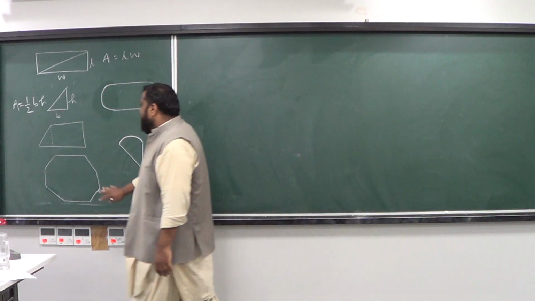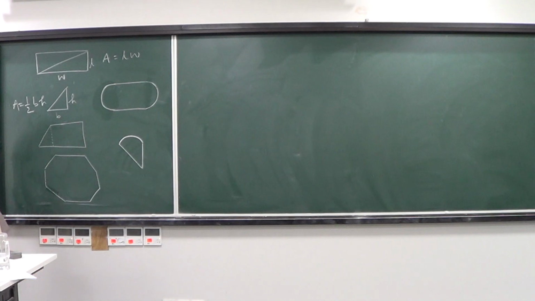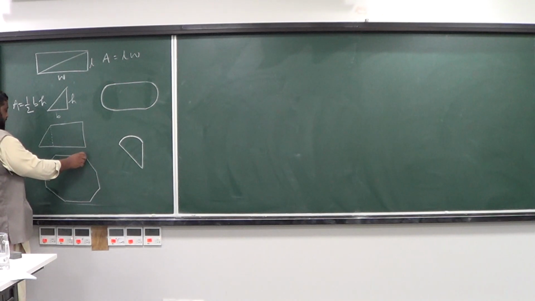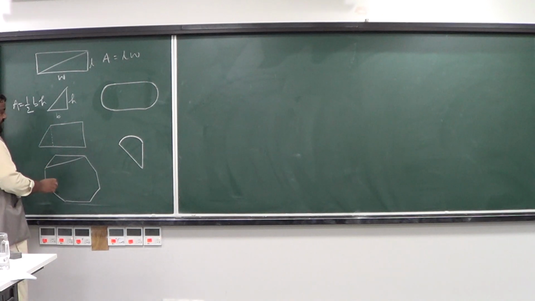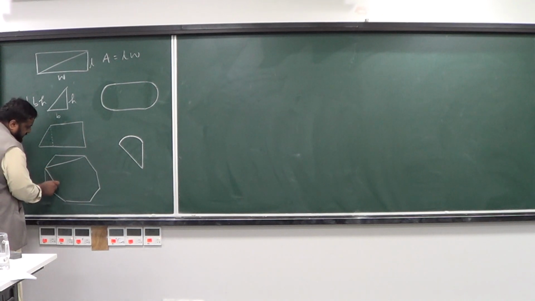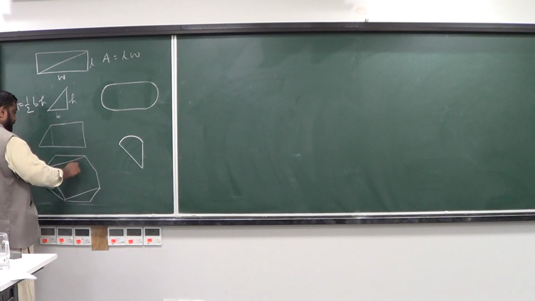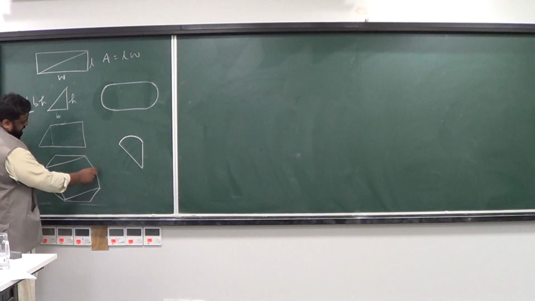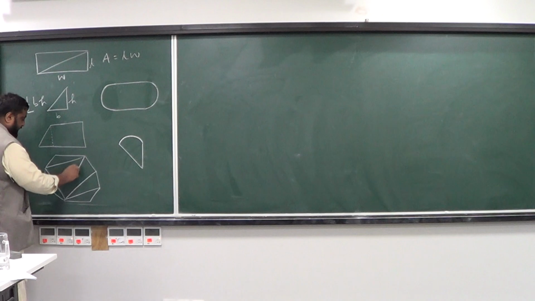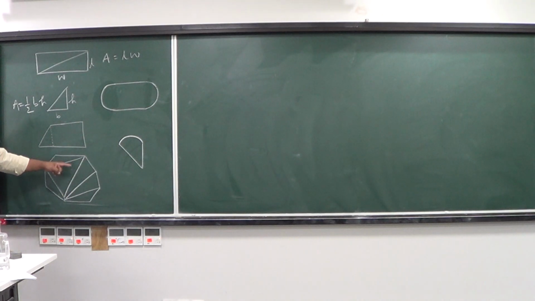So for example, if you take this polygon, how can you find its area? You can split it in several ways. One way could be to split it into triangles. So this is one triangle, and this is another triangle, and this is another triangle, and another triangle. So you split the entire region into a number of triangles, and if you compute the areas of all these triangles, you can compute the area of this entire region.